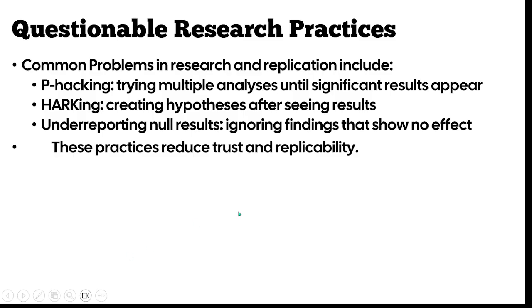Okay, let's go over some of the questionable things out there in research. And these apply to both research and the replication of previously done research. We're going to discuss p-hacking, which is when you try multiple analyses until you find something that sticks. HARKing, which is creating a hypothesis after you see the results. And then simply underreporting our null results, which is ignoring when we didn't find anything. All three of these particular practices reduce our trust as researchers, and they also reduce the ability to replicate our findings should someone choose to do so.